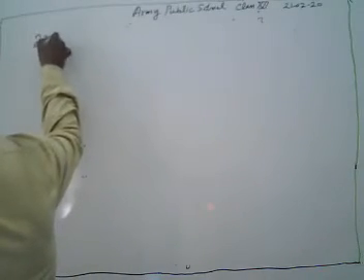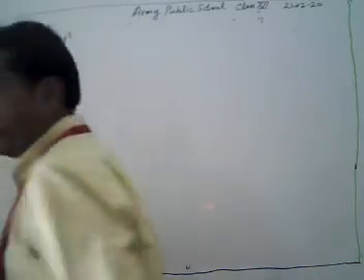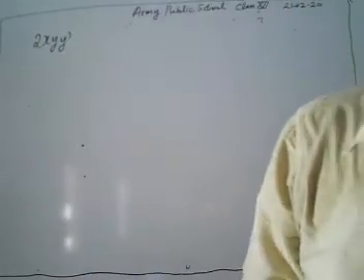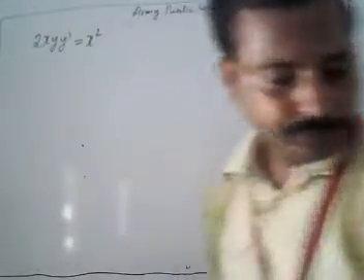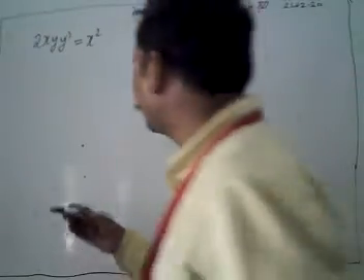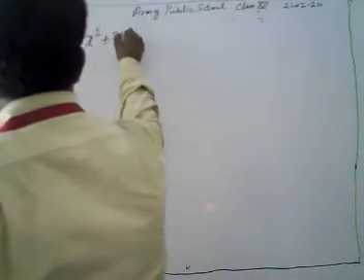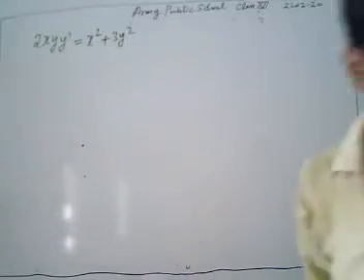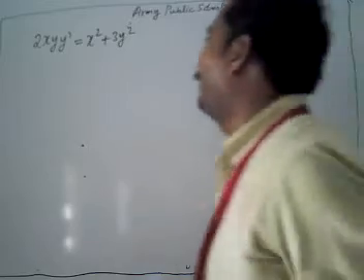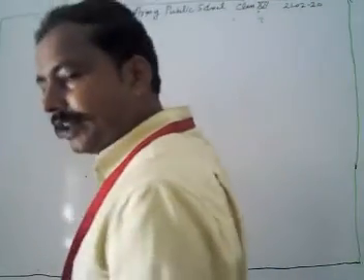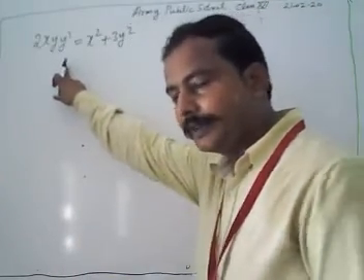Then what is our differential equation? We have to solve 2xy y' = x² + 3y². First of all, we have to show it. Look, y' means dy/dx.